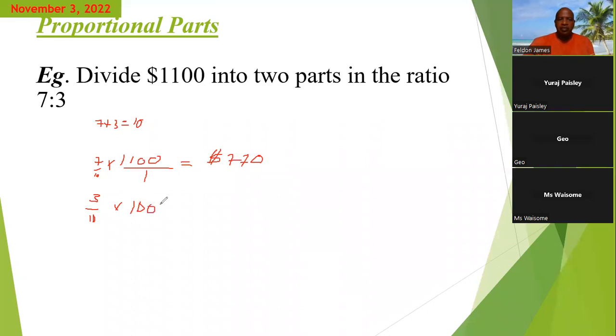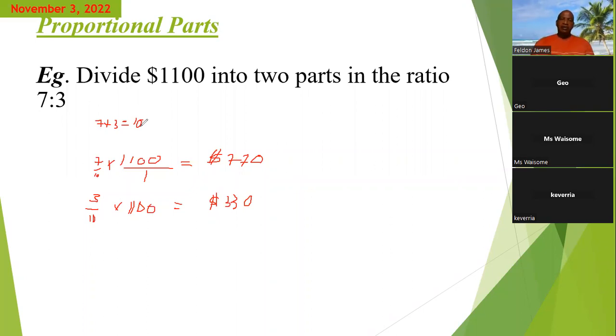All right, as you can see, I'm just writing down what Ms. Wasom would have just calculated. All right, so the idea here is that the ratio being sharing parts would be representative of the whole. So by adding the parts of the ratio, it means that the whole would have been represented as 10 parts, 10 equal parts.